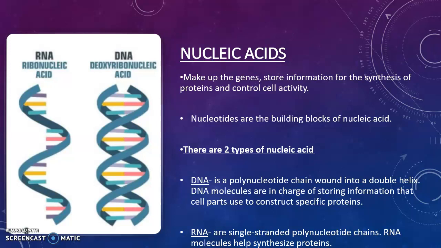DNA is a polynucleotide chain wound into a double helix, as it is shown here in the picture. DNA molecules are in charge of storing information that cell parts use to construct specific proteins. And the next type of nucleic acid is RNA, which is a single-stranded polynucleotide chain, as it can be seen in the picture. RNA molecules help to synthesize proteins.